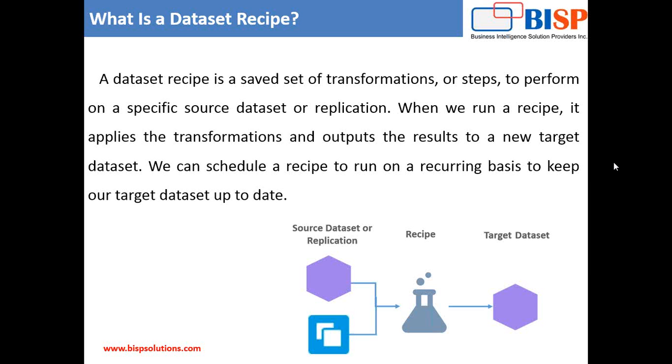With the help of dataset recipe, we can create a recipe, we can apply transformations onto it, and whatever result we get, we can create a new dataset based on the resulting dataset. We can also schedule a recipe to run on a recurring basis to keep our target dataset up to date. By using a recipe, we can combine data from different data sources. We can modify the field values, which ensures consistency in the new dataset which we are going to create.